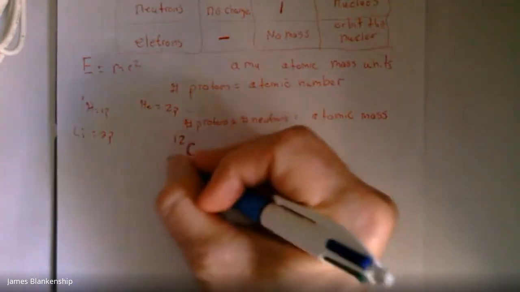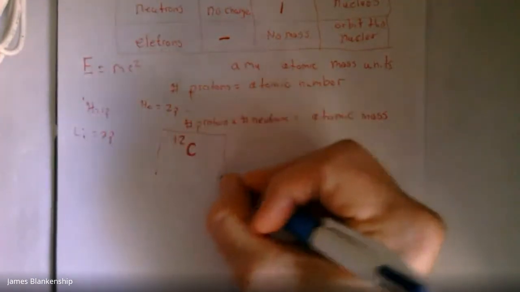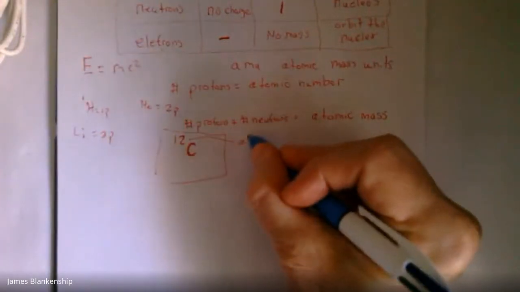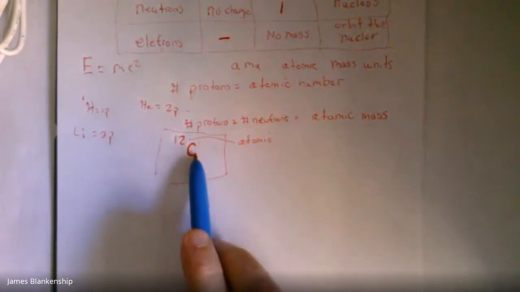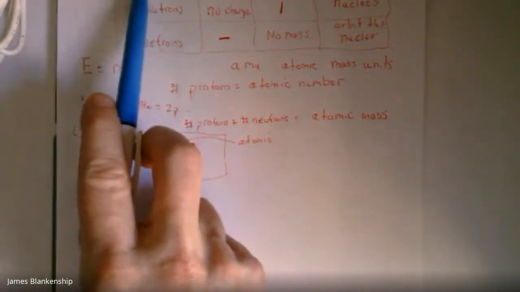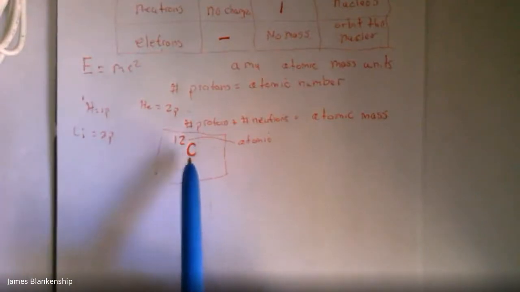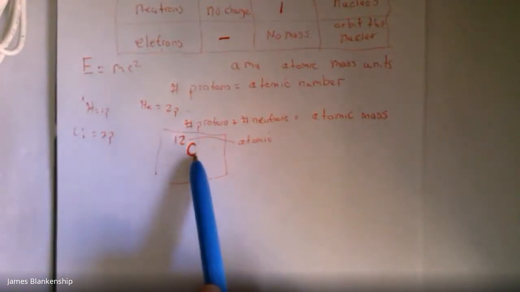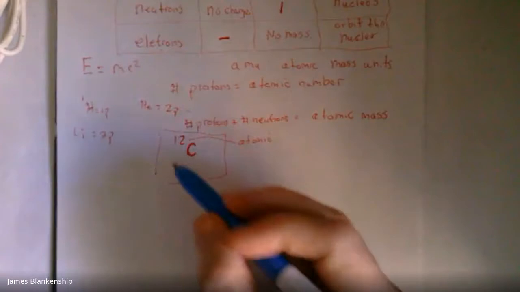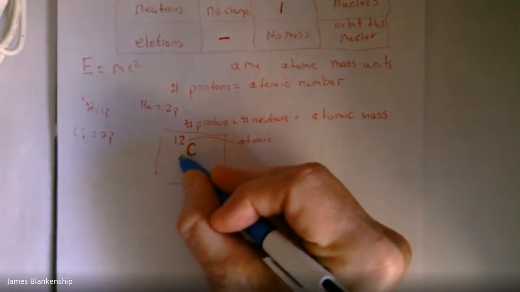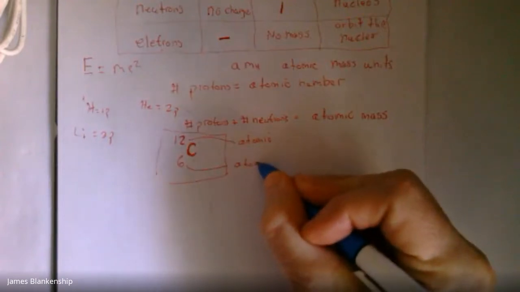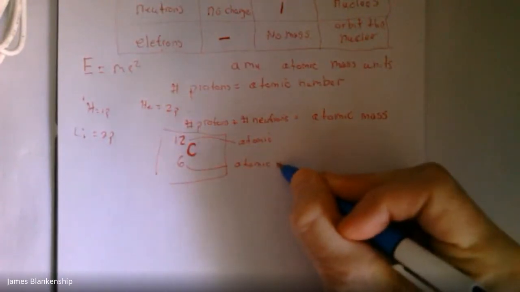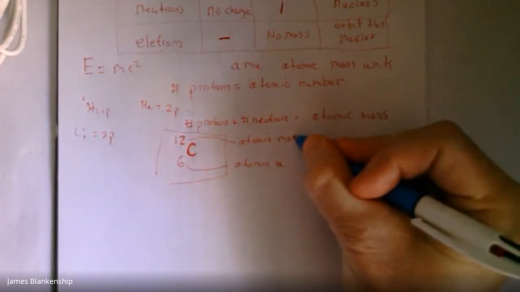This number up top in this sort of layout, this is your atomic number. Now, because it's carbon, and basically we use the number of protons as the definition for what the element is, you do not have to write this in the bottom, but sometimes they will also write in the bottom 6, which is showing the atomic number, versus the atomic mass is written on top.